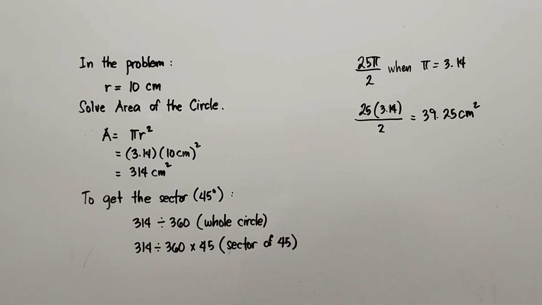Consider the whole circle as 360 degrees, and we are only after the 45 degrees. To get the sector of 45 degrees, since the whole circle is 360 degrees, we will divide the 314 centimeters squared by 360 degrees, and after that, multiply that by our sector of 45 degrees. So you have 314 divided by 360 times 45. Using your calculator, the answer is 39.25 centimeters squared. The area of the sector is just a portion of the area of the circle.